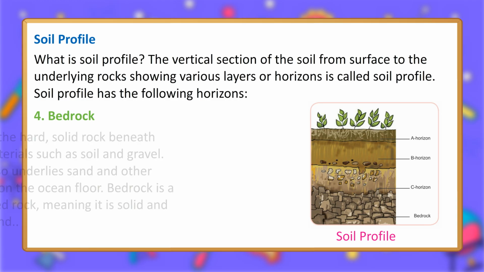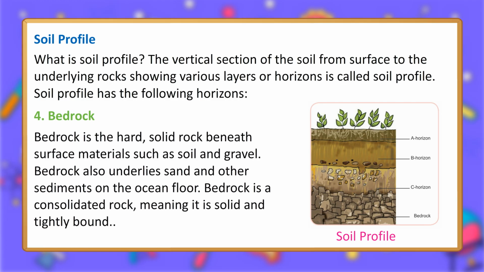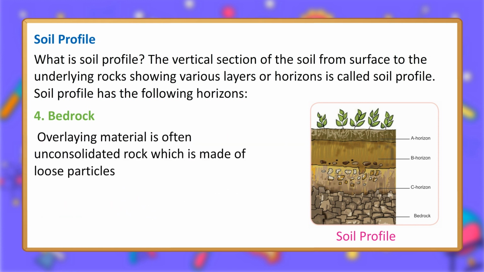4. Bedrock. Bedrock is the hard, solid rock beneath surface materials such as soil and gravel. Bedrock also underlies sand and other sediments on the ocean floor. Bedrock is a consolidated rock, meaning it is solid and tightly bound. Overlaying material is often unconsolidated rock, which is made of loose particles. Soil profile.